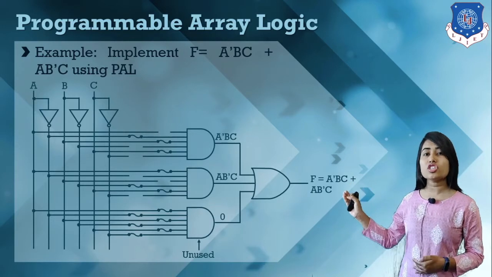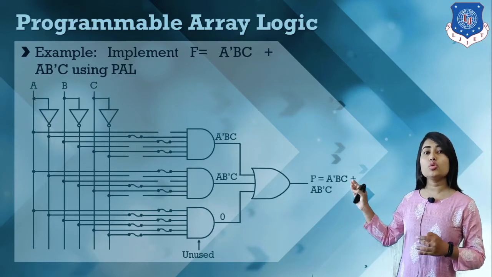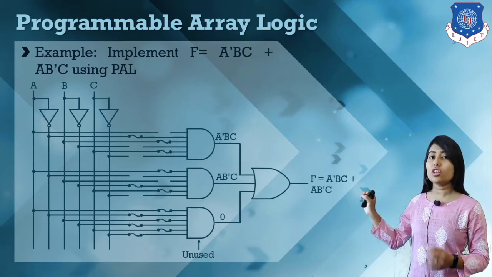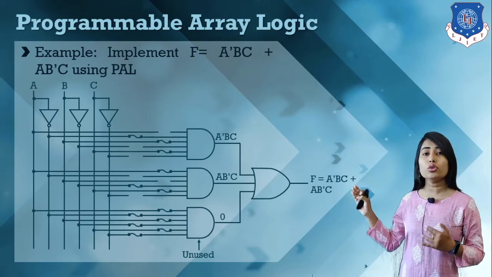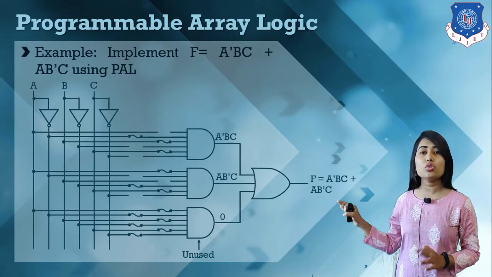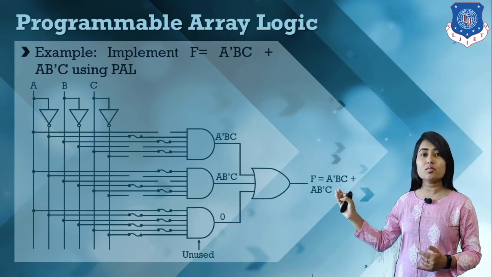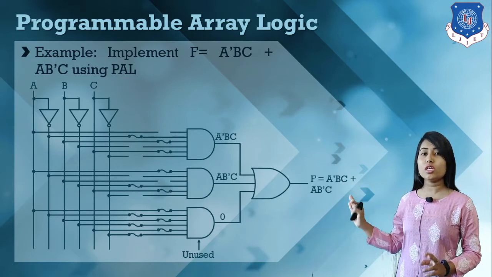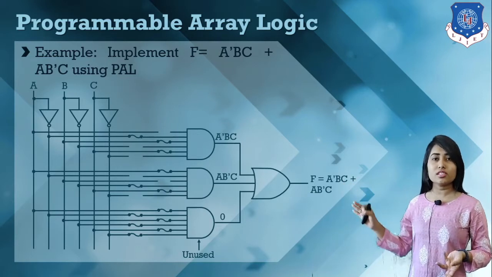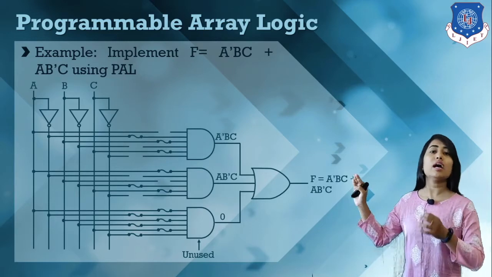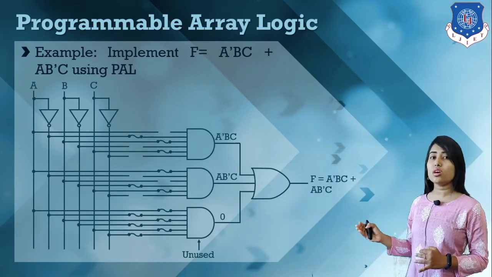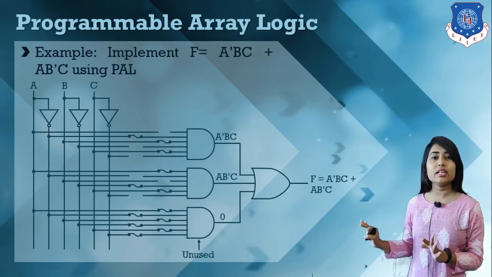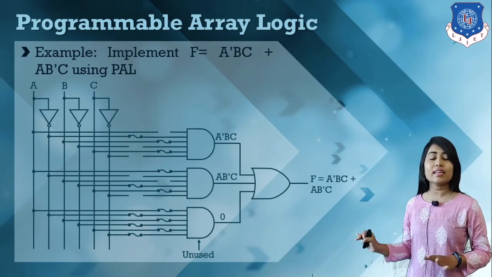Here we have a function f = A B' C + A' B C. If we want to implement this logic circuit, we have to check the terms used here. We have 2 product terms, which means we can implement this in a programmable array logic with 3 inputs and 3 AND gates. We use 2 AND gates, and the last AND gate is basically unused.